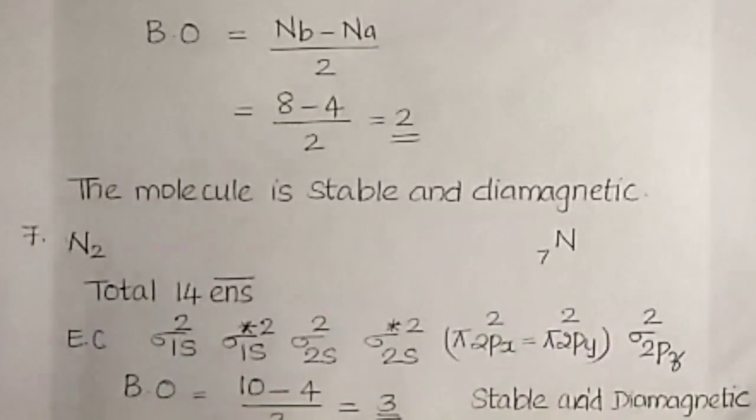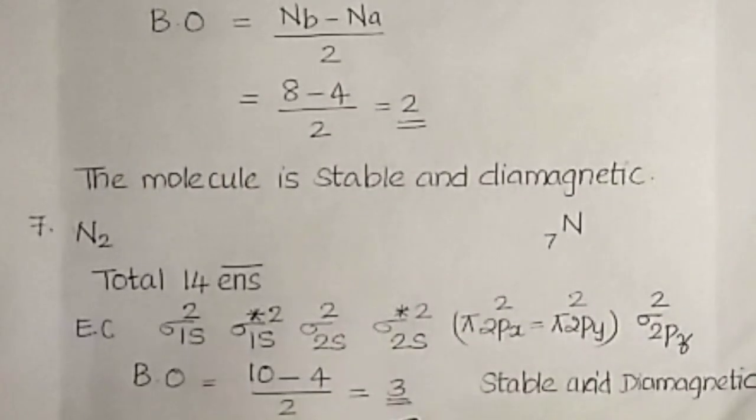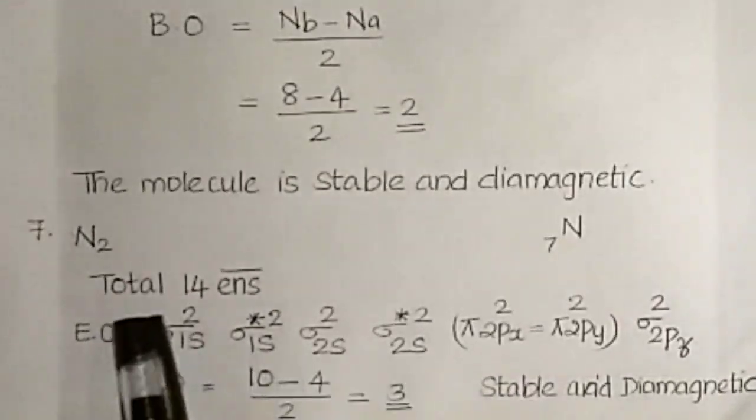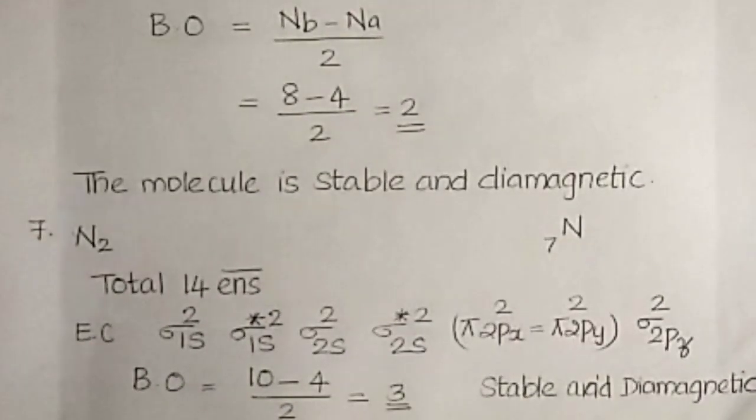So we know in nitrogen, N triple bond N is present. Bond order 3 means N triple bond N. This is a stable molecule and diamagnetic. All electrons are paired electrons.